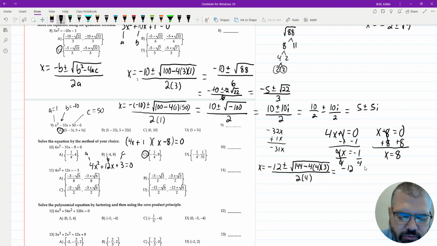So that's negative 12 plus or minus the square root. I'll use my calculator right here. Let's say 144. And you could actually just put all this in a string of numbers: 144 minus 4 times 3. Now my calculator says that's 96. I believe that's going to simplify. And that's all over 8. So let's simplify the square root of 96.